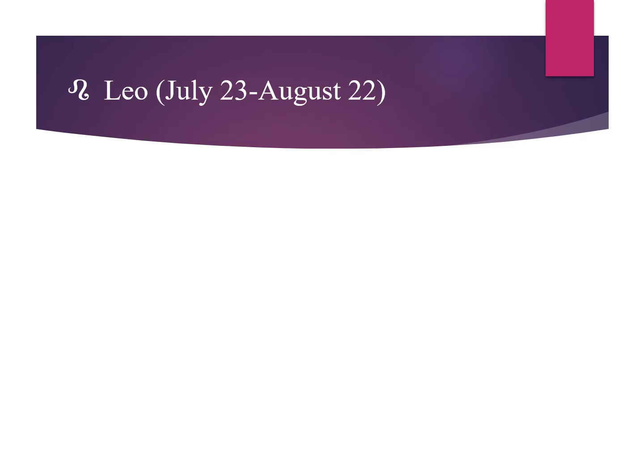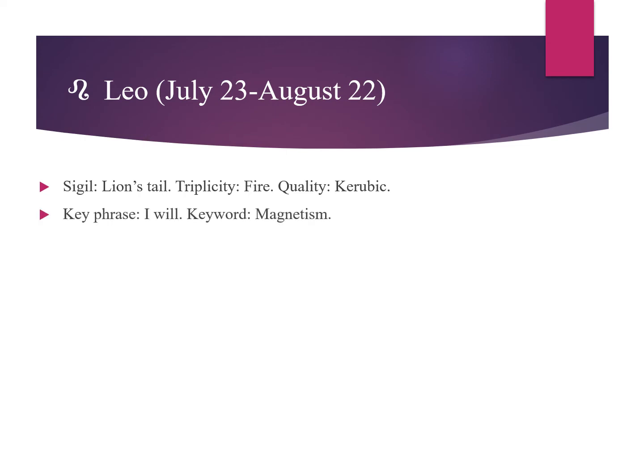Next is the sign of Leo, which is July 23rd through August 22nd. The sigil for Leo is the lion's tail. Its triplicity is fire, and its quality is cherubic. The key phrase is "I will," and its keyword is magnetism.